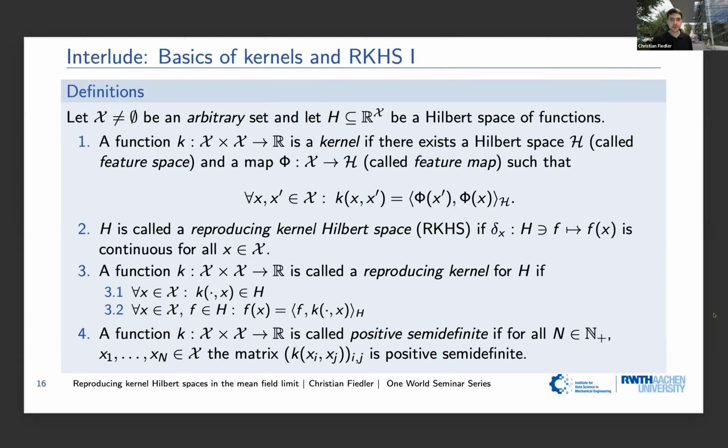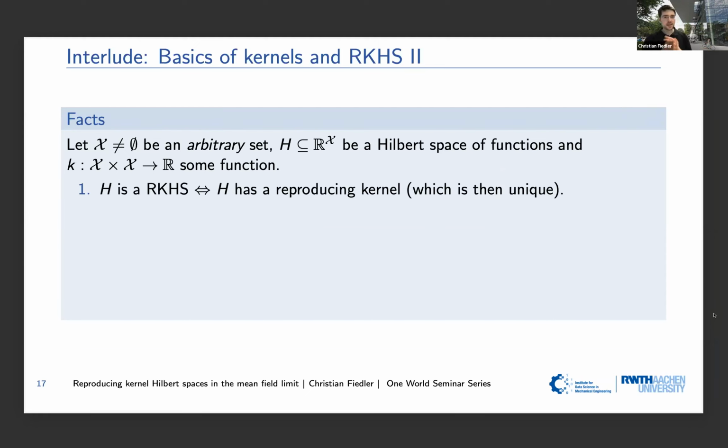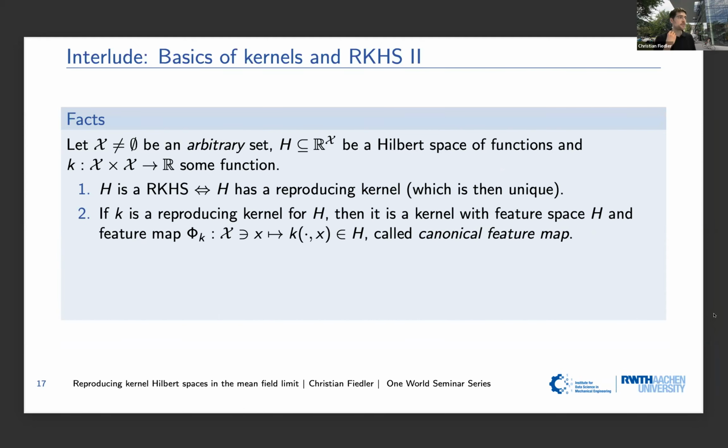And finally, a bivariate function is called positive semi-definite if the Gram matrix which arises from any finite number of arbitrary inputs is always positive semi-definite, so in particular symmetric. And now terminology is not unique here. We really need positive semi-definiteness. The terminology is unfortunately not uniform. Now, suppose we are in this setting, then we have the following relations. A Hilbert space of functions is an RKHS if and only if it has a reproducing kernel, which is then even unique.